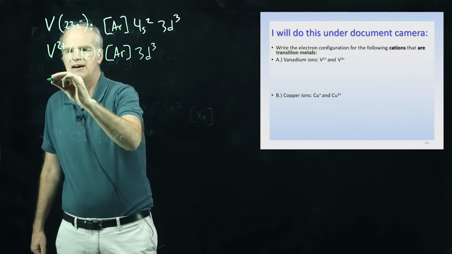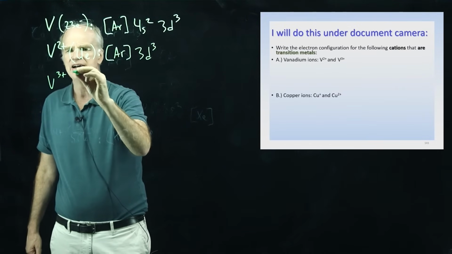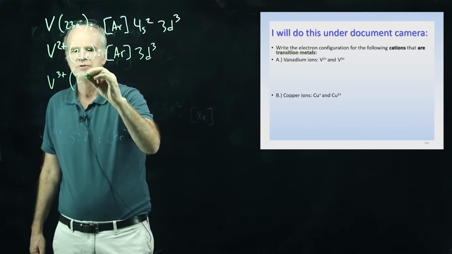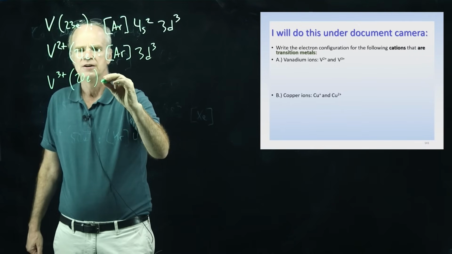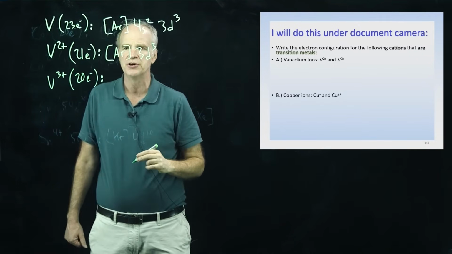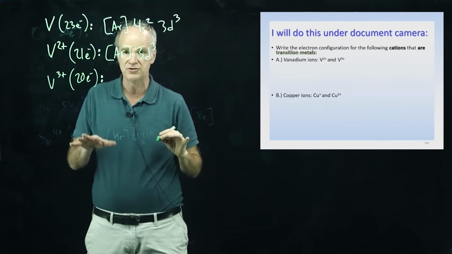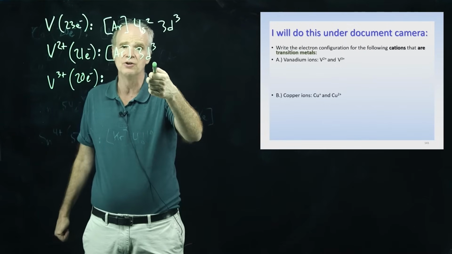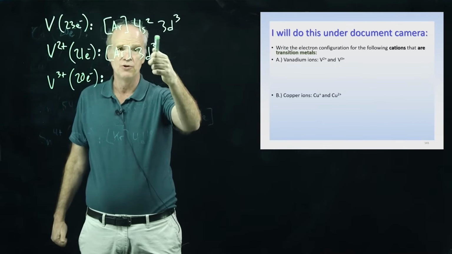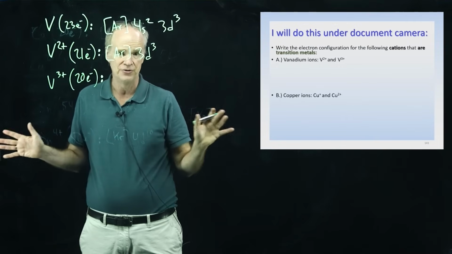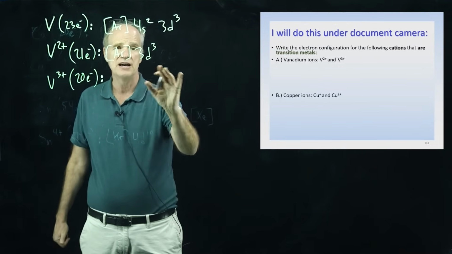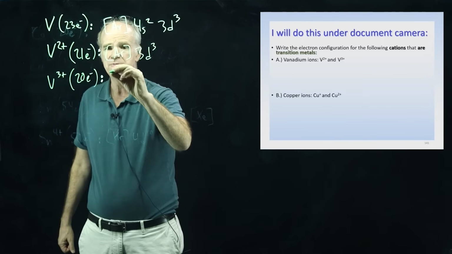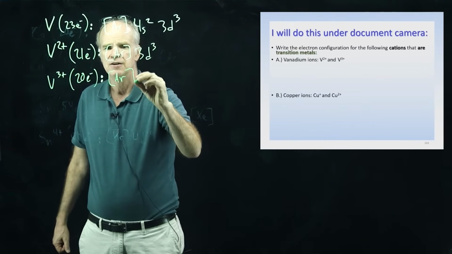Now, let's say you have the vanadium 3+ ion. So this is 20 electrons. Okay, and so what would its configuration be? Where would you remove 1 more electron? Now you can go into the d sublevel. So we've pulled out the electrons from the 4s. There are no more electrons in the 4s. We can now go into the d sublevel. It should be argon 3d2.